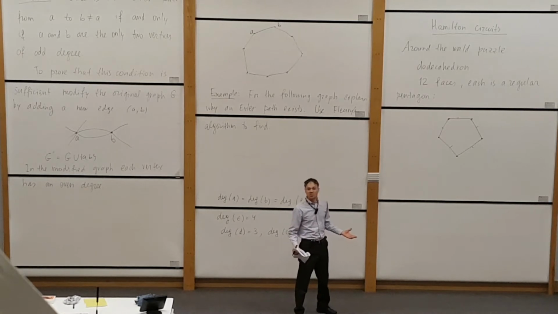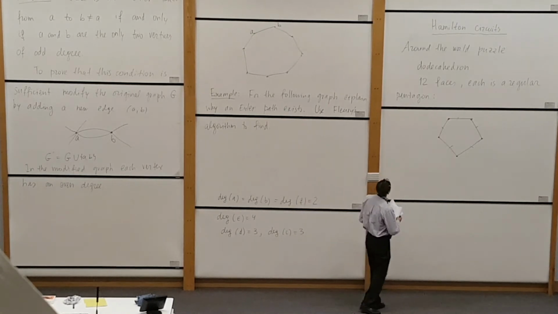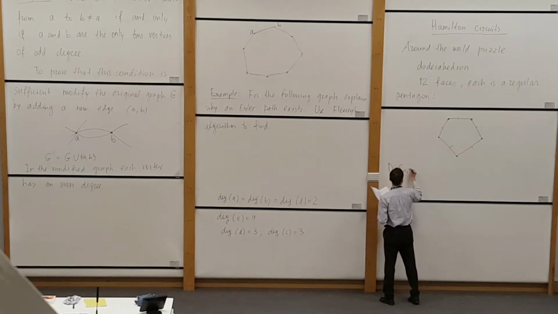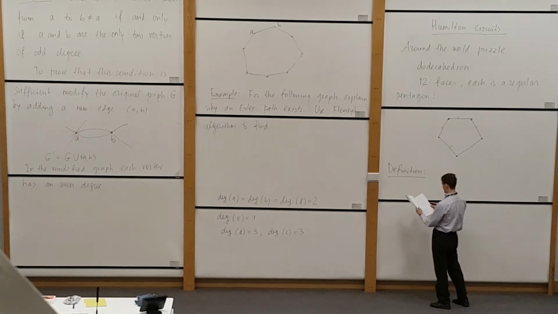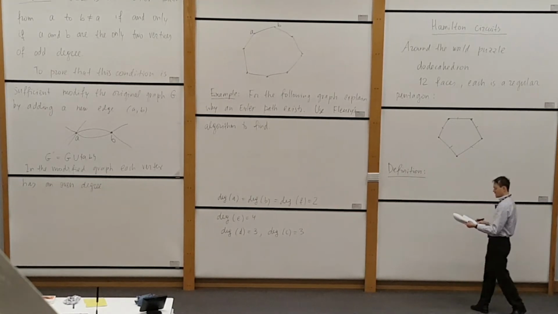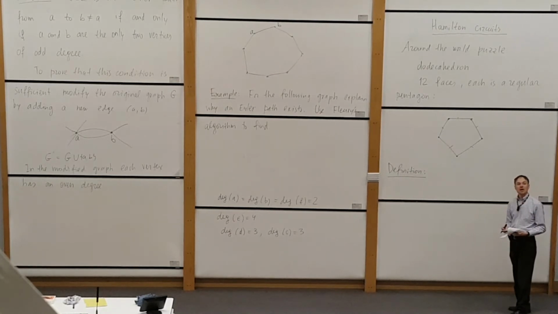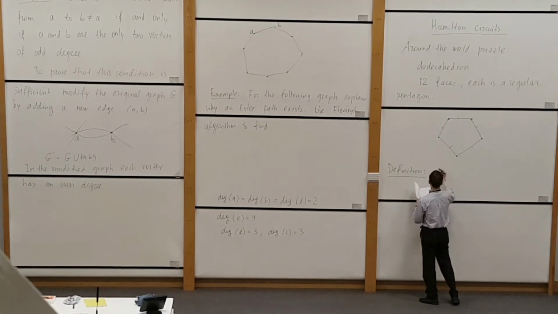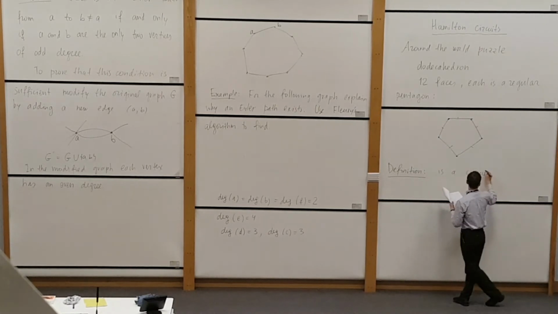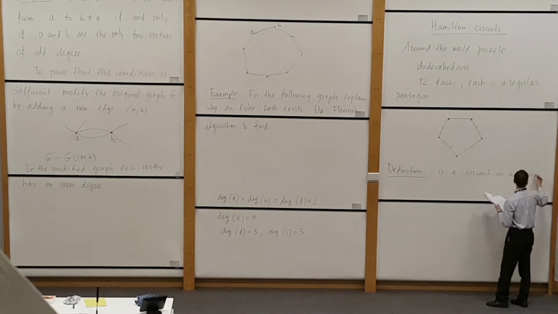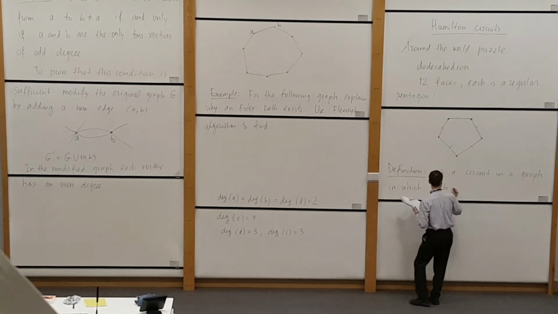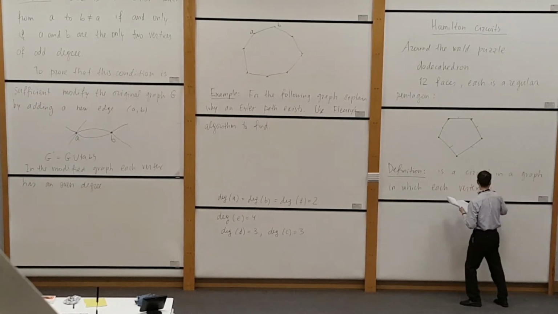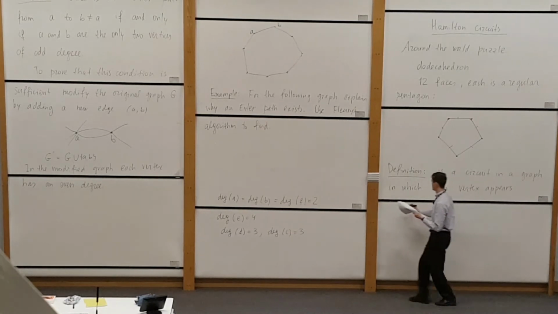But as a byproduct of this, he left for us this notion of a Hamilton circuit and all the other fun which comes with it, which I'll come to soon. So let's first define this. A Hamilton circuit is a circuit in a graph in which each vertex appears precisely once.